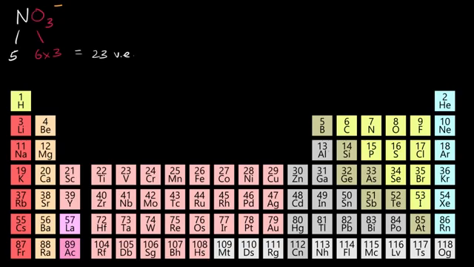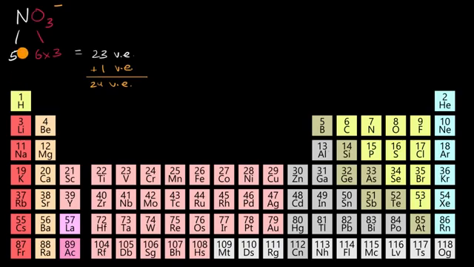Now, the next thing we have to keep in mind is this is an anion. This has a -1 charge right over here. So it's going to have one more extra valence electron than you would expect if these were just free atoms that were neutral. So let's add 1 valence electron here. That gets us to 24 valence electrons.